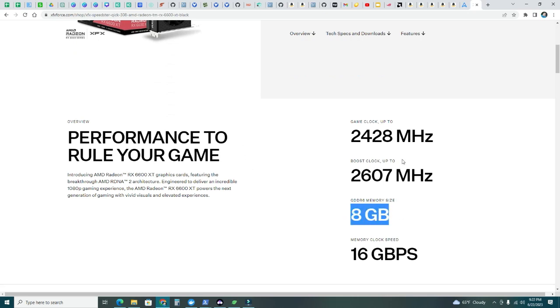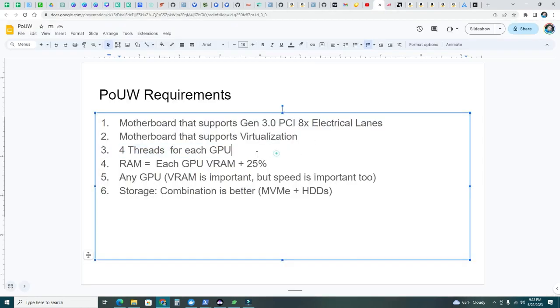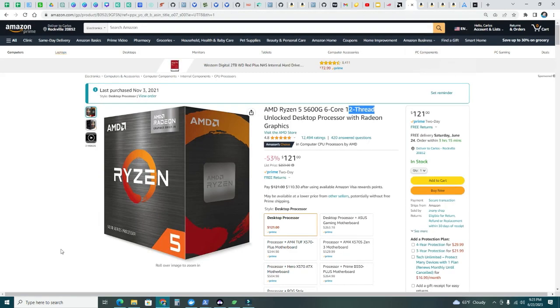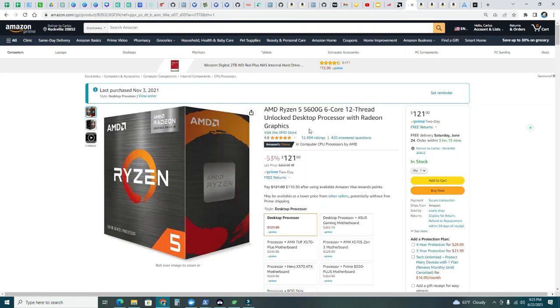So I'm going to need a total of 4 threads per GPU. That's a total of 24 threads, right? Because I have 6 times 4, 24. But if you check the current CPU that I have for that mining rig, it is this guy, the AMD Ryzen 5 5600G, which has 6 cores and a total of 12 threads.